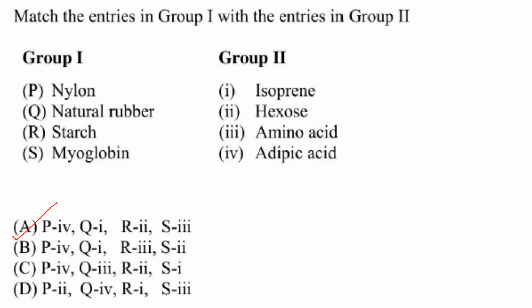Nylon is a polymer of adipic acid, natural rubber of isoprene unit, starch is of glucose which is a hexose, so it is hexose subunits, and myoglobin is made of amino acid, it is a protein, so it is amino acid subunits.